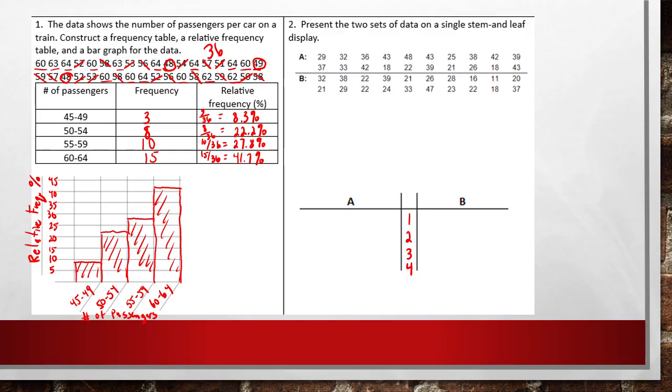Okay, and then if we look at the group A, we're going to go through and look first for all the ones that start with the number 1.